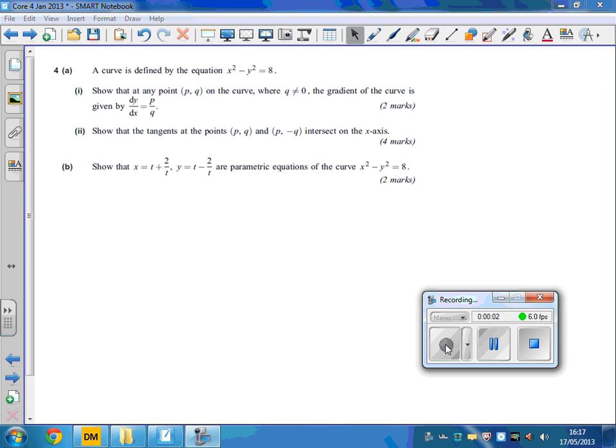January 2013, Core 4, Question 4. We've now got to do our implicit differentiation question. So we're going to try and differentiate this term by term.